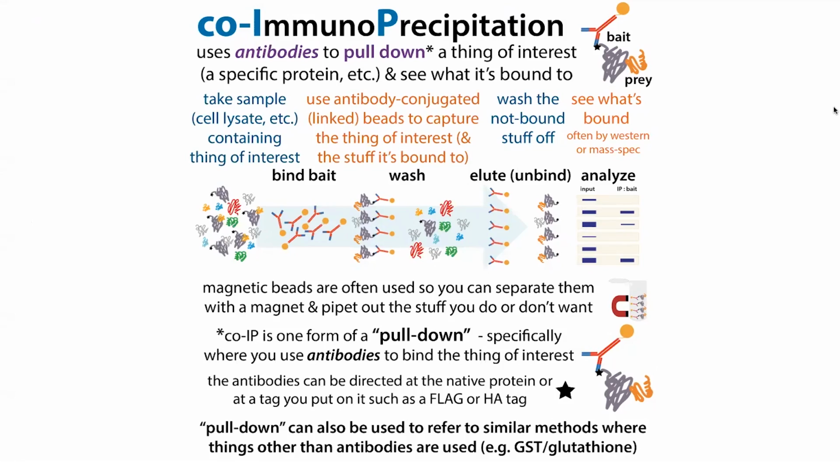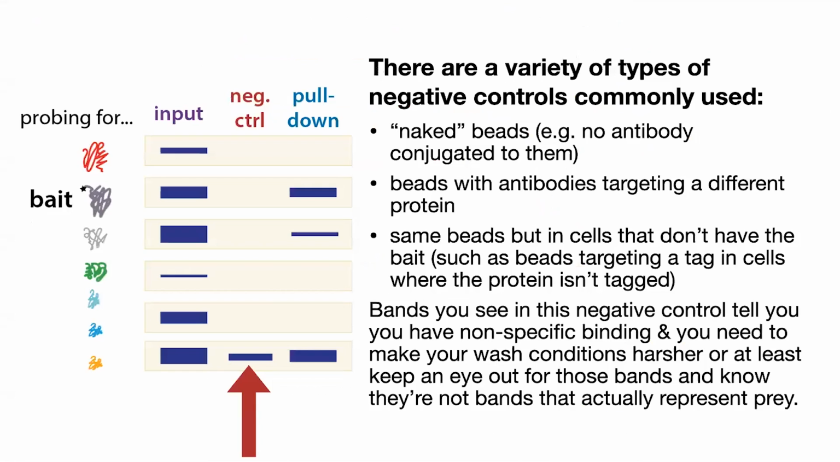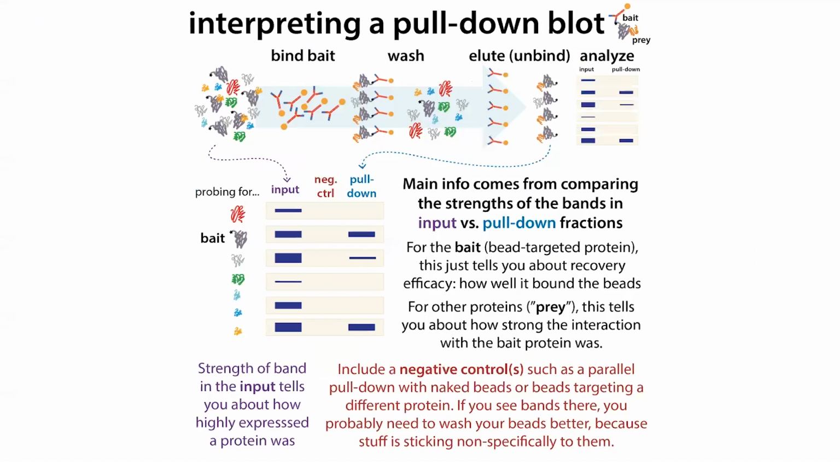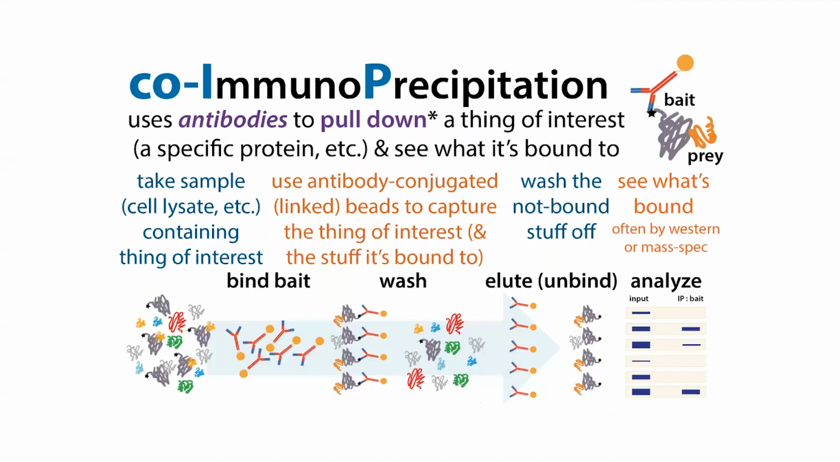Just an overview, we're going to go over what these experiments are, some practical things about how you actually go about designing and setting up and running these experiments, as well as how you interpret the results. But let's start with the terminology. You often see the term co-IP, which stands for co-immunoprecipitation.